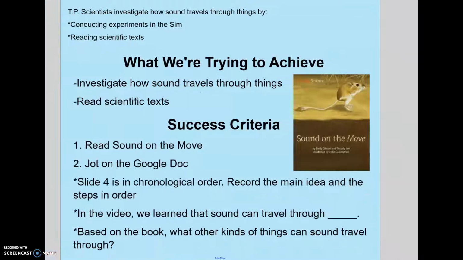Now, you guys are going to investigate more about this by reading this book, Sound on the Move. So please read this book, and then you're going to do a jot on the Google Doc. There are just 3 questions you'll need to answer. Slide 4 is in chronological order. So if you could please record the main idea and what the steps were in order. Then in this video, we learned that sound can travel through what material? And then we'll do some cross-source synthesis, and based on the book, what other kinds of things or materials can sound travel through.